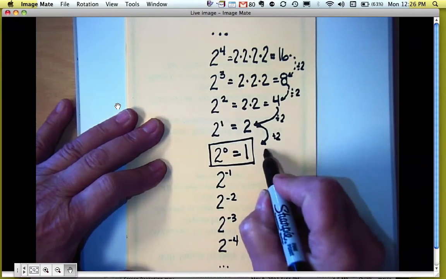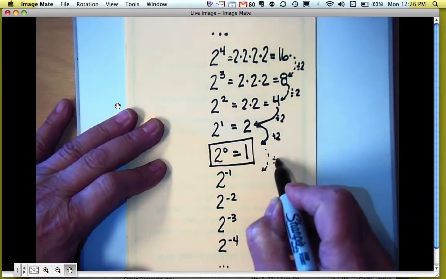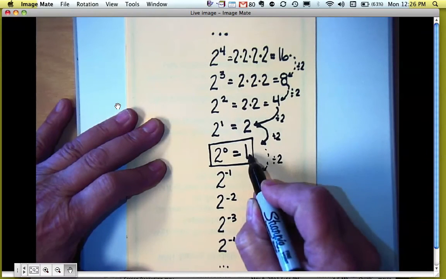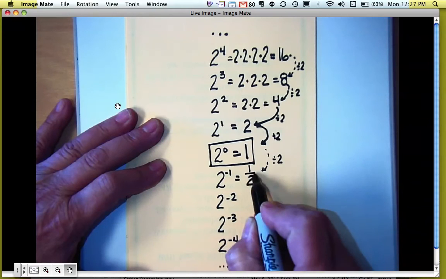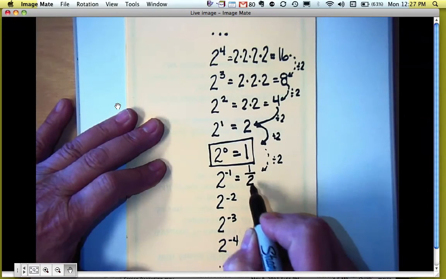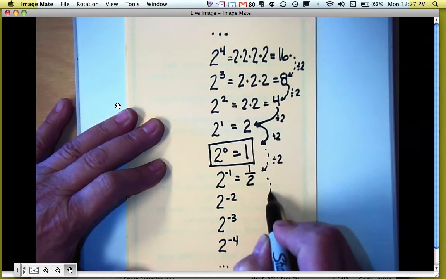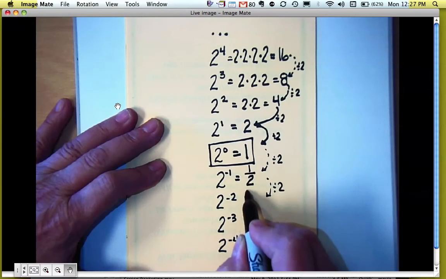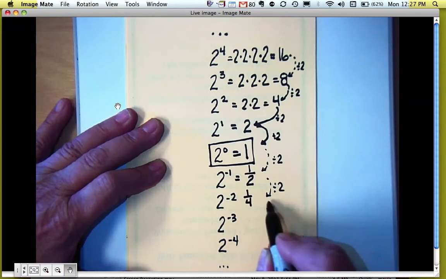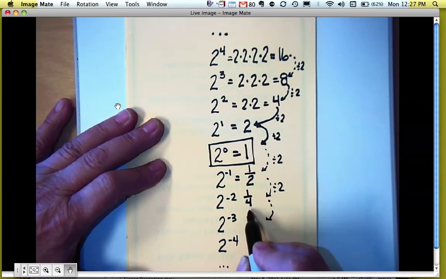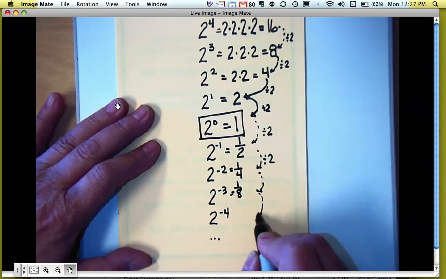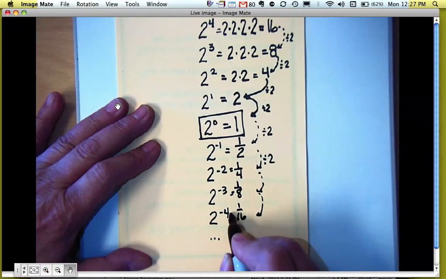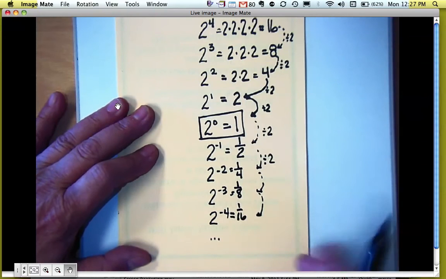If I continue then dividing by 2, I'd have 1 divided by 2, and the easiest way to write that is 1/2. If I divide 1/2 by 2, again continuing my pattern, I would have 1/4, and again dividing 1/4 by 2 is 1/8. And if I divide 1/8 by 2, I would get 1/16. And that pattern could continue.